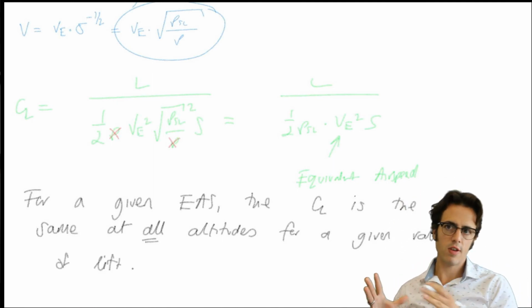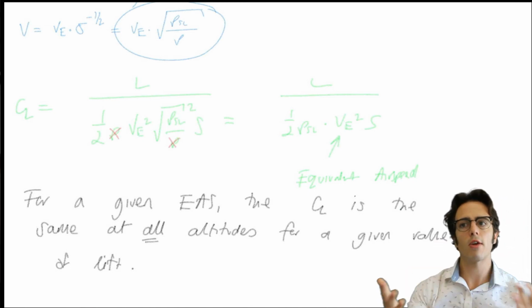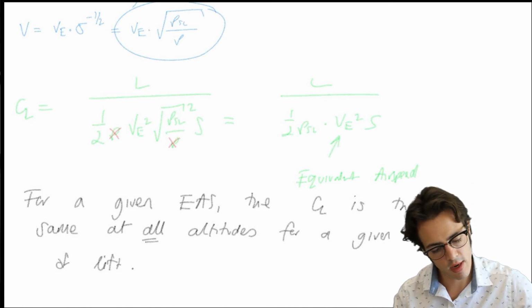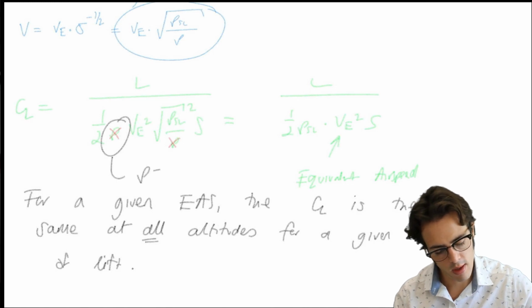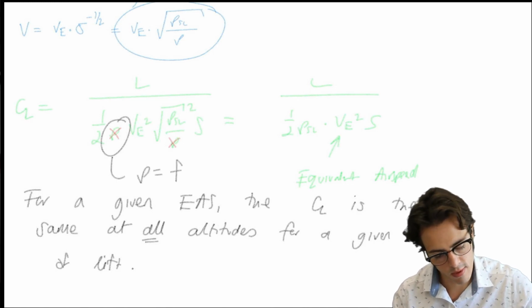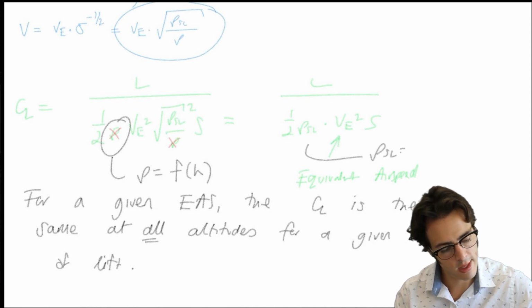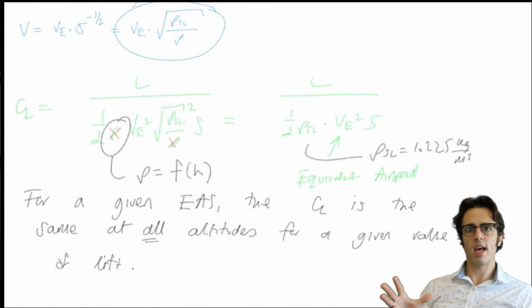Okay, so for a given equivalent airspeed, the CL, or the lift coefficient, is the same at all altitudes for a fixed value of lift. And it's all because we've taken what was previously a function of altitude, so remember that rho is a function of altitude, to a constant. Rho sea level is simply 1.225 kilograms per cubic meter. So that's why equivalent airspeed is useful.